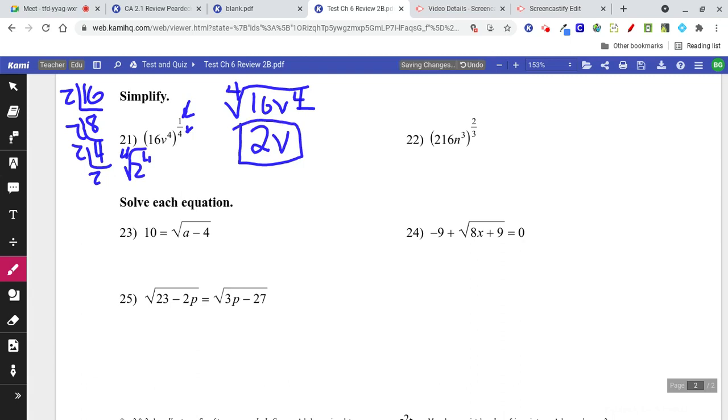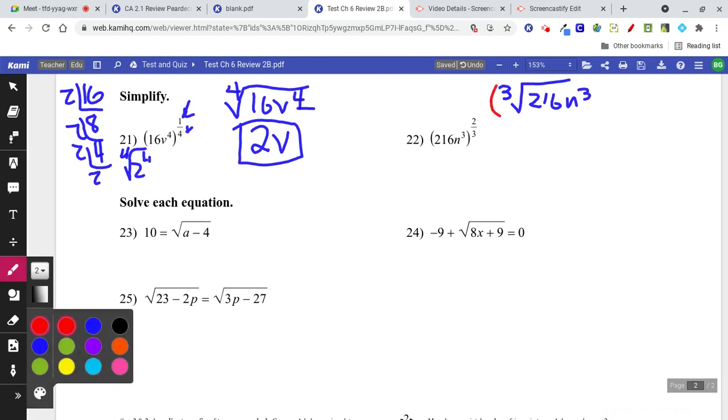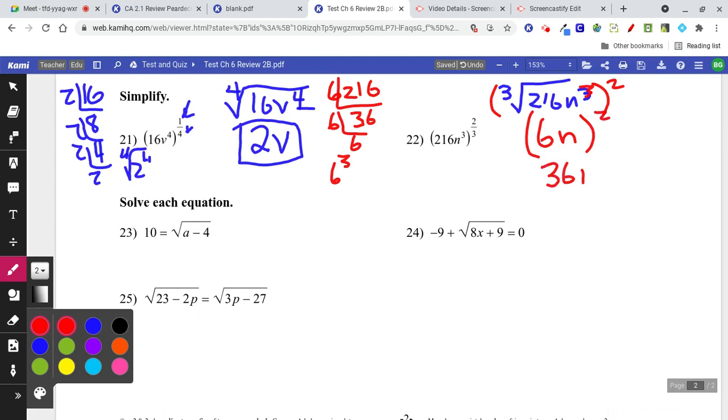Nothing left over. We need to do on 22, we need to do the 3rd root of 216 n cubed. But then we're going to have to take that to the 2nd power. So the 3rd root of 216, again, some of you might know that one. Divide by 6, you get 36. Divide by 6, you get 6. That's 6 to the 3rd. The 3rd root of 6 to the 3rd is just going to be 6. The 3rd root, 3 goes into this 3 once, so we've got 6 n. But now we have to square it. 6 squared is 36. n squared is just n squared.